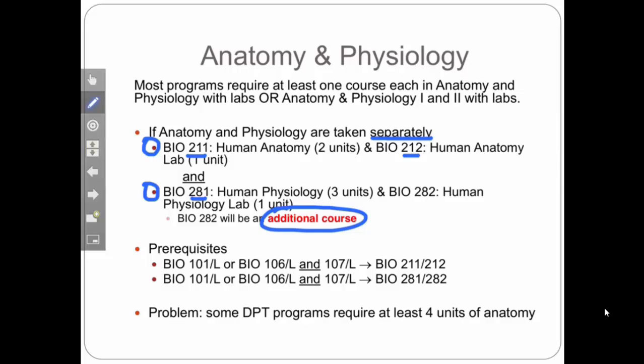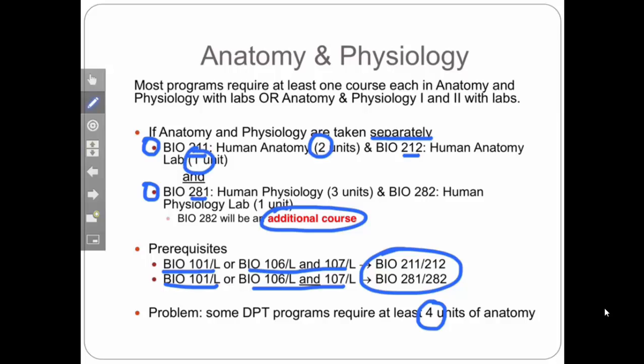The prerequisites for Anatomy and Physiology at CSUN are Bio 101 with lab, or both Bio 106 and 107 with lab. The problem with this option is that some DPT programs require at least 4 units of anatomy, and together 211 and 212 total only 3 units.